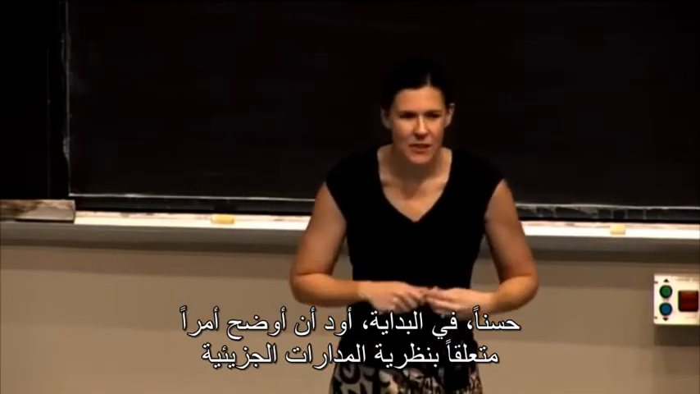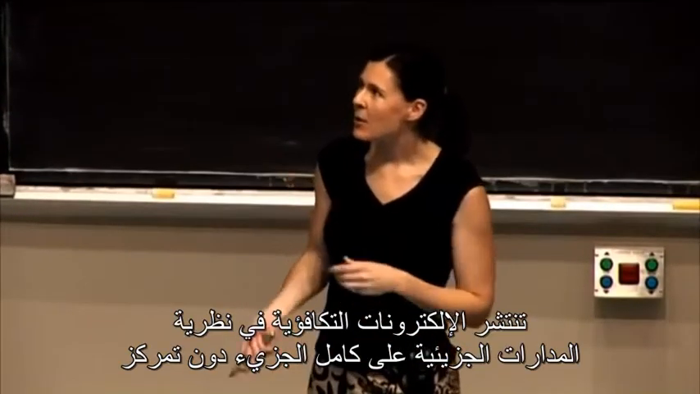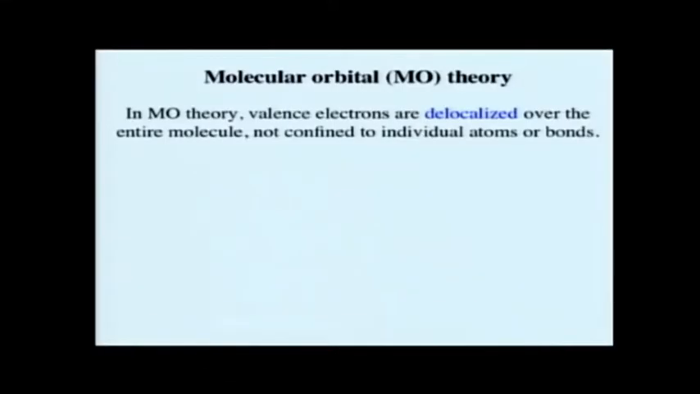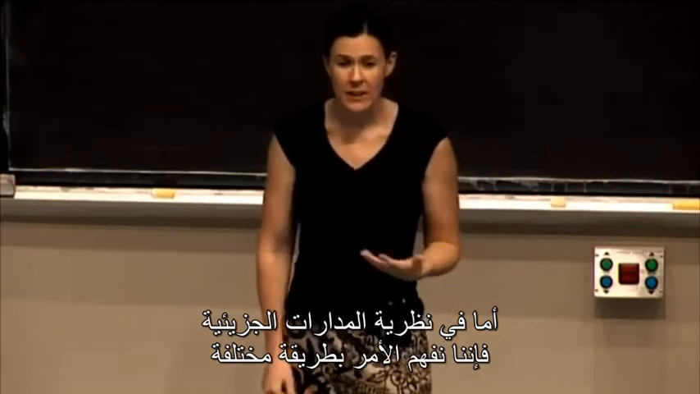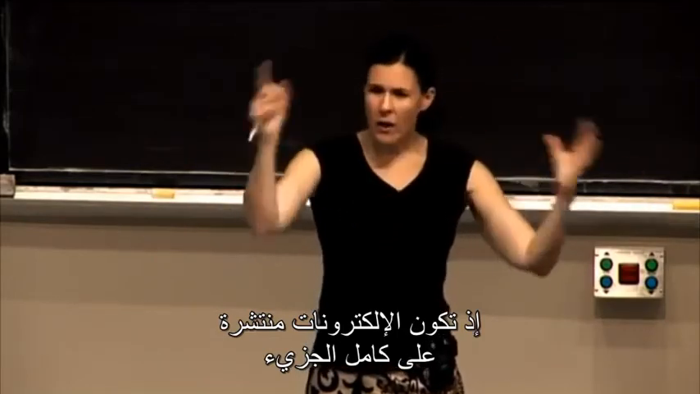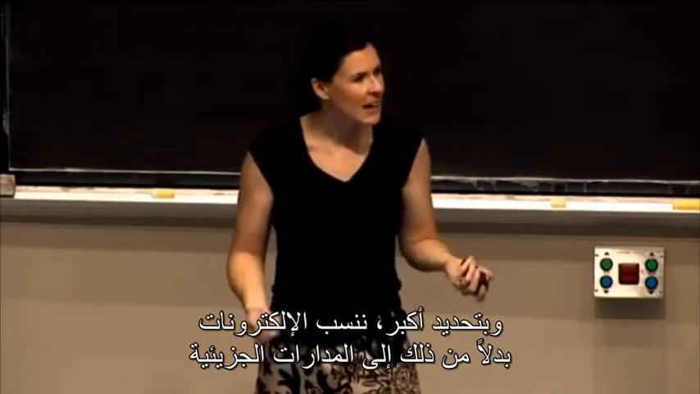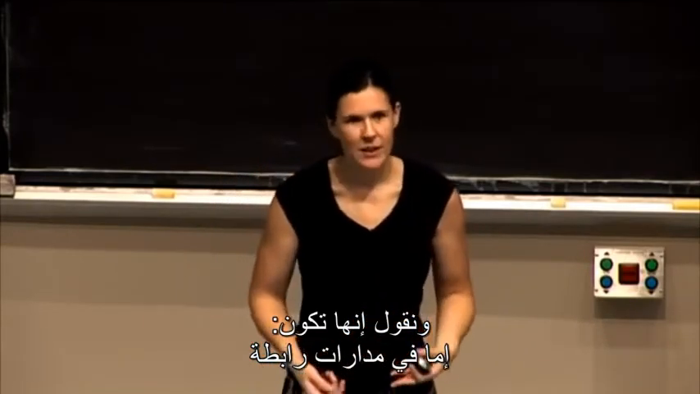One thing that I first want to point out about MO theory that is a big difference from Lewis structures is that in MO theory, valence electrons are delocalized over the entire molecule. When we talked about Lewis structures, we assigned electrons to individual atoms or to individual bonds, whereas in molecular orbital theory, we understand that the electrons are spread all over the molecule. They're not just associated with a single atom or a single bond. Instead, we associate them with molecular orbitals, and we say that they can be either in bonding or anti-bonding orbitals.